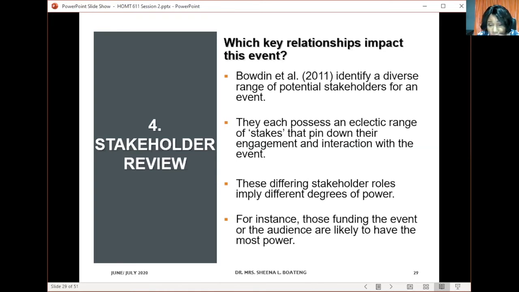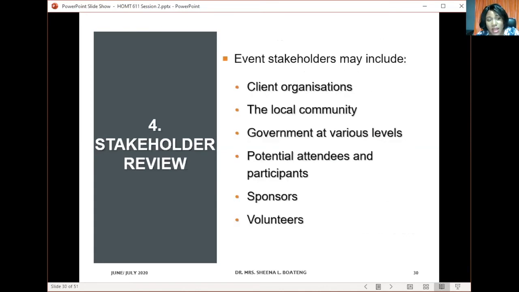Please, true or false? If you are organizing an event and someone is sponsoring the event and paying for everything, and someone is just giving you moral support, which person will have more power when it comes to determining what happens in the event? The one supporting you with the money, the financial aspect. Exactly. So that tells us that the stakeholders have different levels of power. And as event professionals, we need to treat them as such.